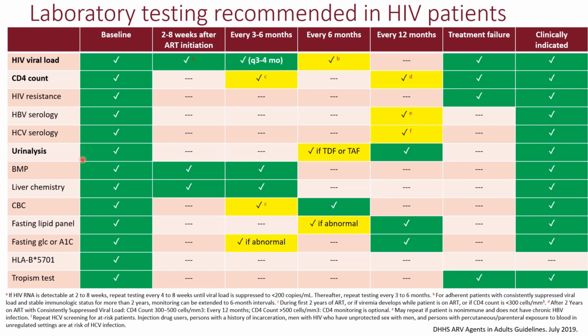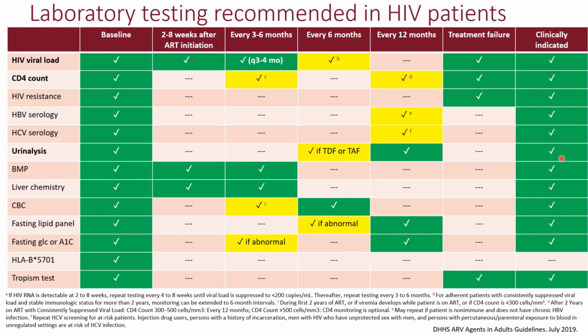Urinalysis, you need at baseline for renal function monitoring, and you really need to get that every 6 months if someone is on tenofovir, so either TDF or TAF, because these are nephrotoxic. It's important to get urinalysis every 6 months. Otherwise, if someone is not on tenofovir, then you need urinalysis once a year or every 12 months, and if clinically indicated.